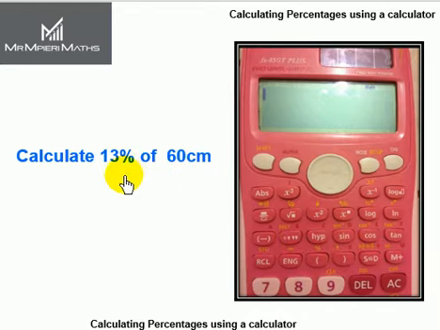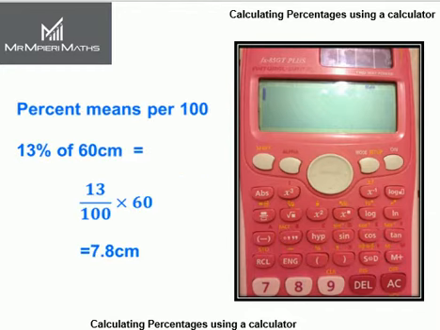Now do remember that percent means per hundred. Percent means per hundred. So 13% means 13 over 100. Okay, so if you use this fraction button, obviously you will get a fraction, and then you just type it in. The numerator 13 and the denominator 100.